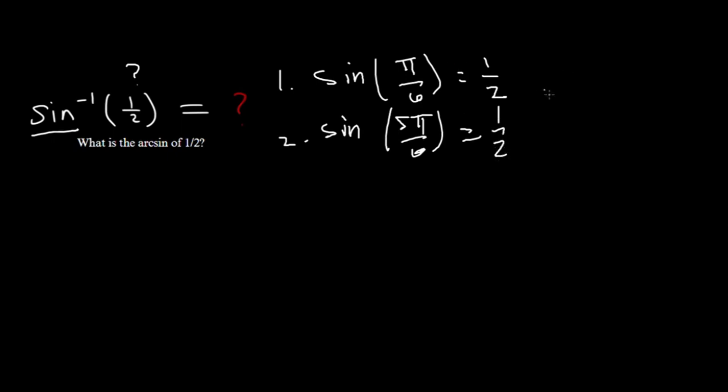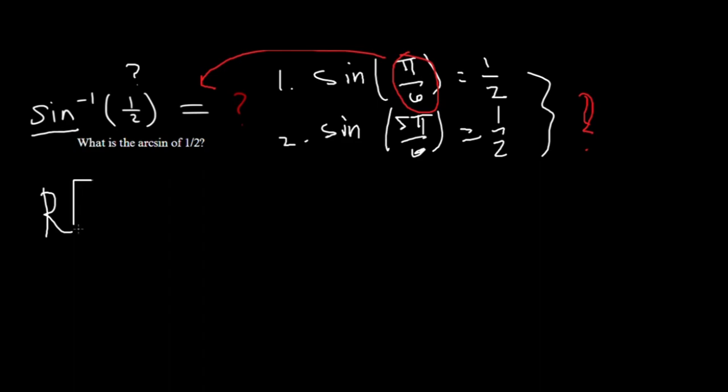Now, on these two possible values, ano ang ating gagamitin? Pi over 6, 5 pi over 6, obviously, ang gagamitin natin ay pi over 6, which is the final answer. Why is that? Why pi over 6 and why not 5 pi over 6? The reason behind this is because the range of the arcsine function is between negative pi over 2 and pi over 2, negative 90 degrees and 90 degrees.